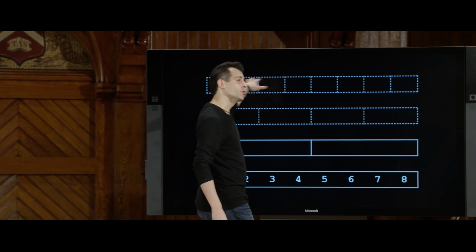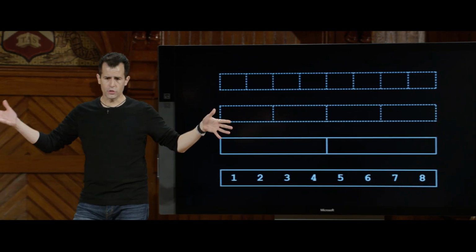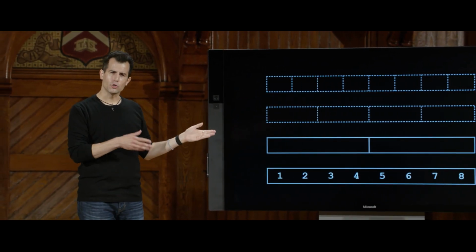Well, they were already in the original array. So how many times did they have to move? Just 1, 2, 3. So how many total numbers are there, just to be clear? There's 8. So 8 times 3.